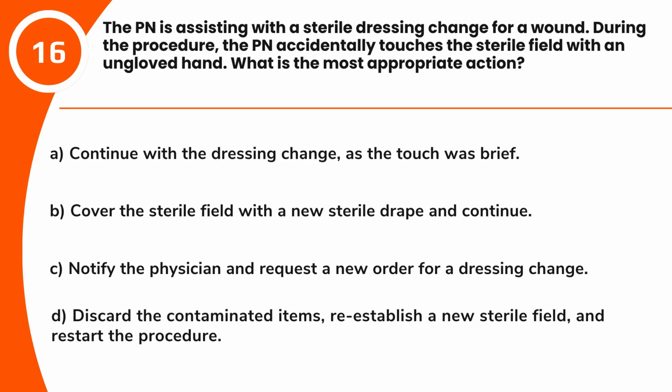Question 16. The PN is assisting with a sterile dressing change for a wound. During the procedure, the PN accidentally touches the sterile field with an ungloved hand. What is the most appropriate action? A. Continue with the dressing change, as the touch was brief. B. Cover the sterile field with a new sterile drape and continue. C. Notify the physician and request a new order for a dressing change. D. Discard the contaminated items, re-establish a new sterile field, and restart the procedure.